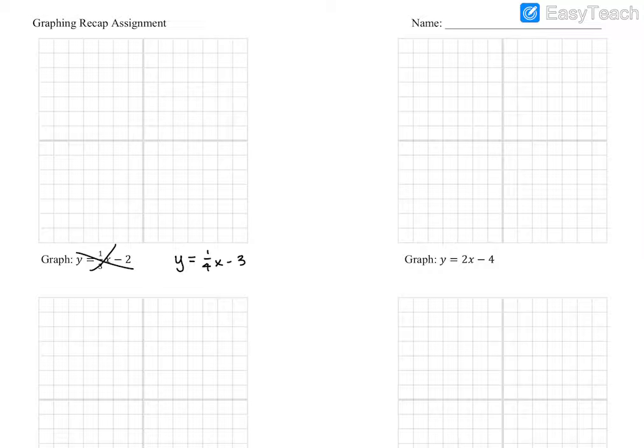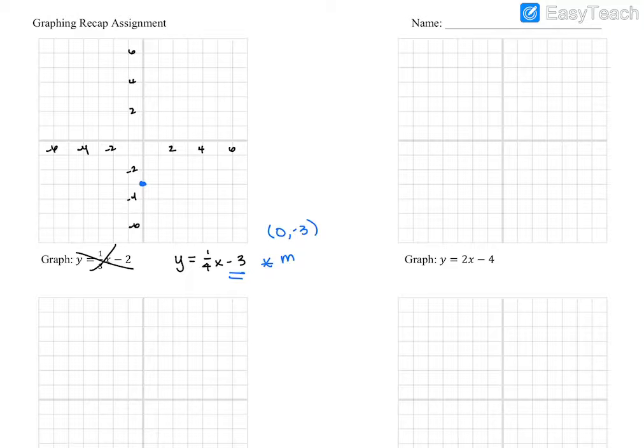Now, all your graphs should have scales, so I should make sure that I put my scales on here. So like 2, 4, 6, 2, 4, 6. Okay, so my scales are on there. Then when I go to plot these points, the first thing I'm going to look at is that it is in the form of y equals mx plus b. So your b value is -3, which means 0, -3 is the first point you're going to plot. So 0, -3, that location's right there.